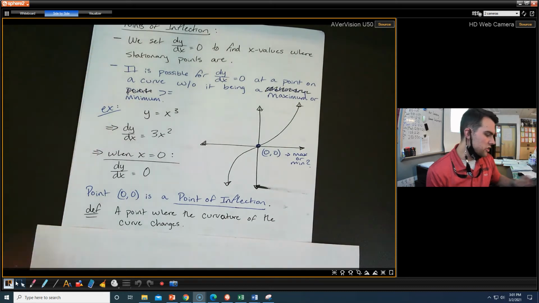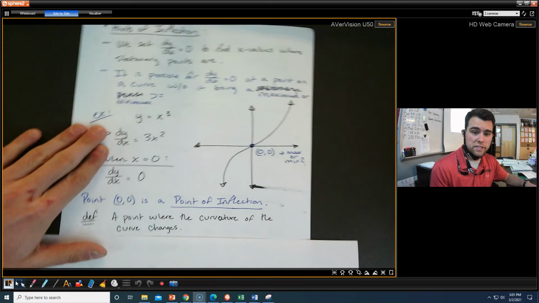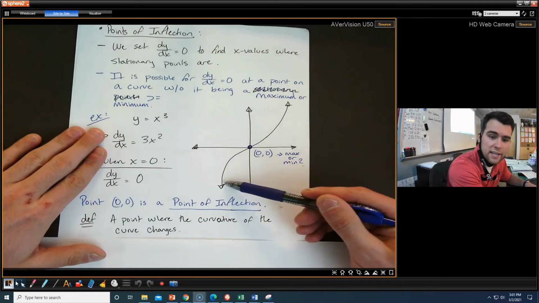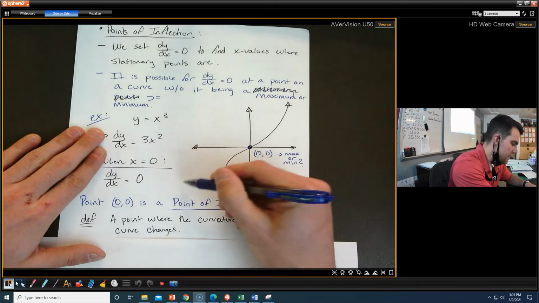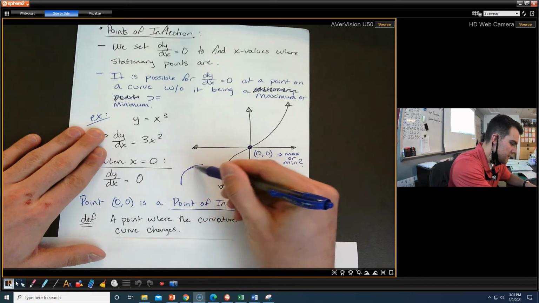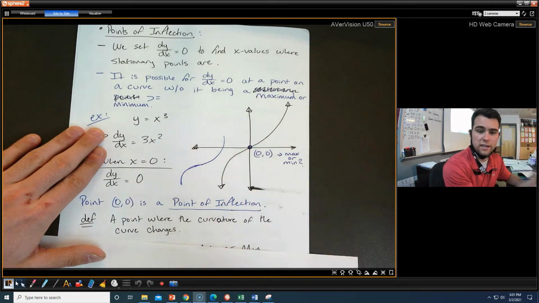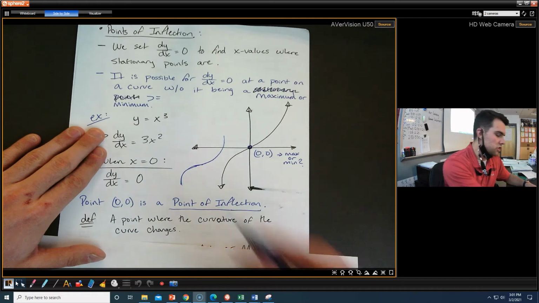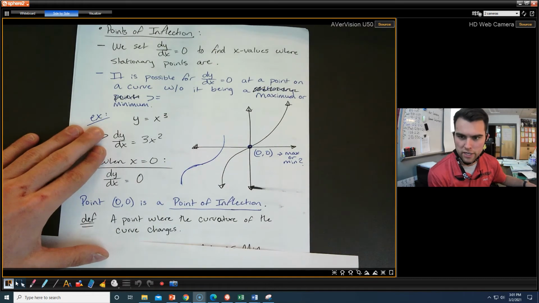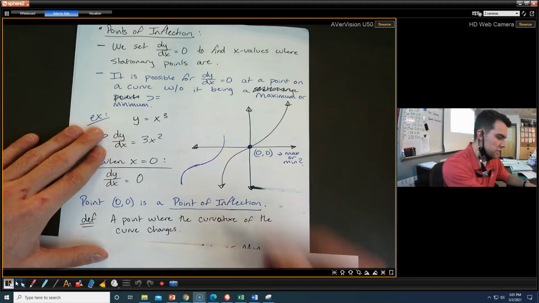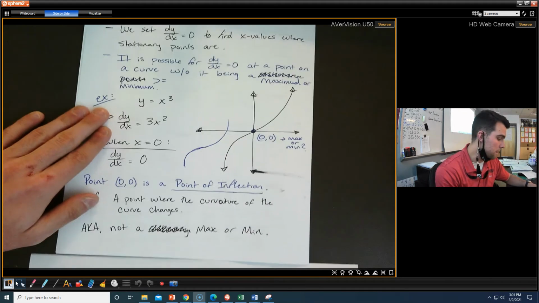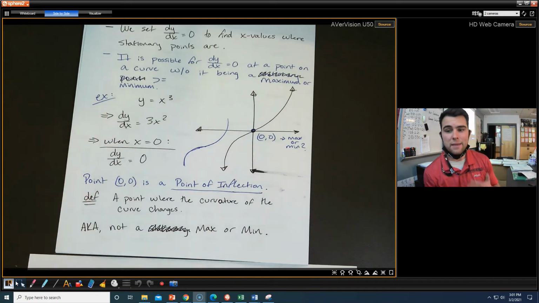A point of inflection is just a point where the curvature of this curve is changing. So you see, it's kind of concave like this, and then all of a sudden it gets more convex, where it's kind of coming towards us like that. So it's changing, we call it changing concavity, but really what's going on is it's just changing the curvature of this guy. Aka it's not a max or a minimum, it's a point of inflection.